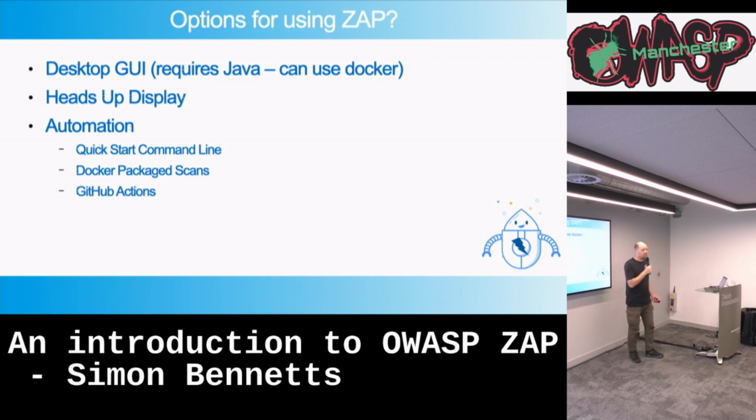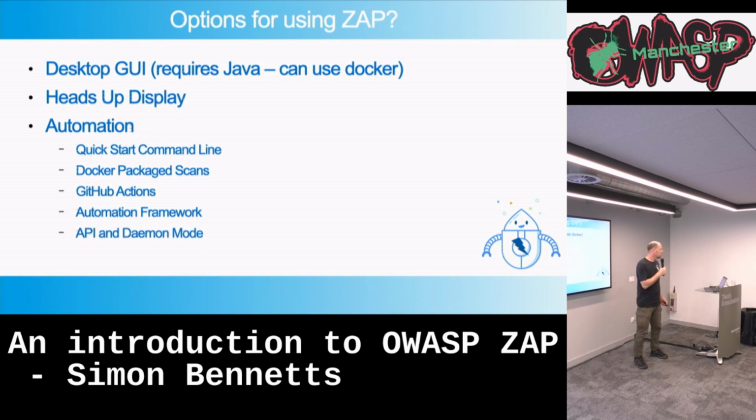We have an API scan, so if you've got an API definition, then you can specify that, and we've got the full scan as well. These have quite a few options, but it's still not as much as you can do via desktop. We have GitHub Actions, which do the same thing. It's got the same 3 sets of GitHub Actions as the package scans. And then we've got the automation framework, and that's something I'm going to talk about a bit more in a bit.